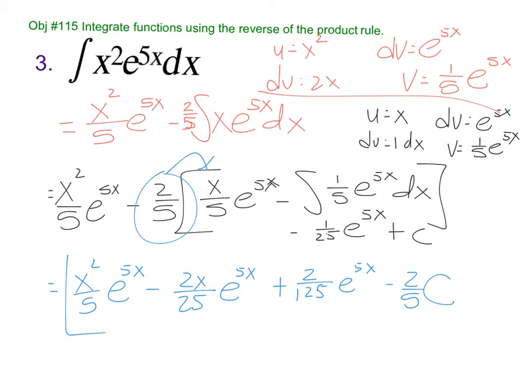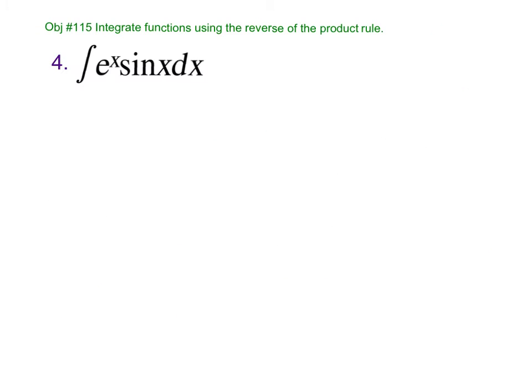So you do have to distribute that 2/5 over to everything. If you don't, you can leave the 2 over 5 within the problem and you should get the same answer. Your C might be off. It really depends. It's not something I would really focus on. All right, so now this one is the hard one. This is going to take a couple steps.